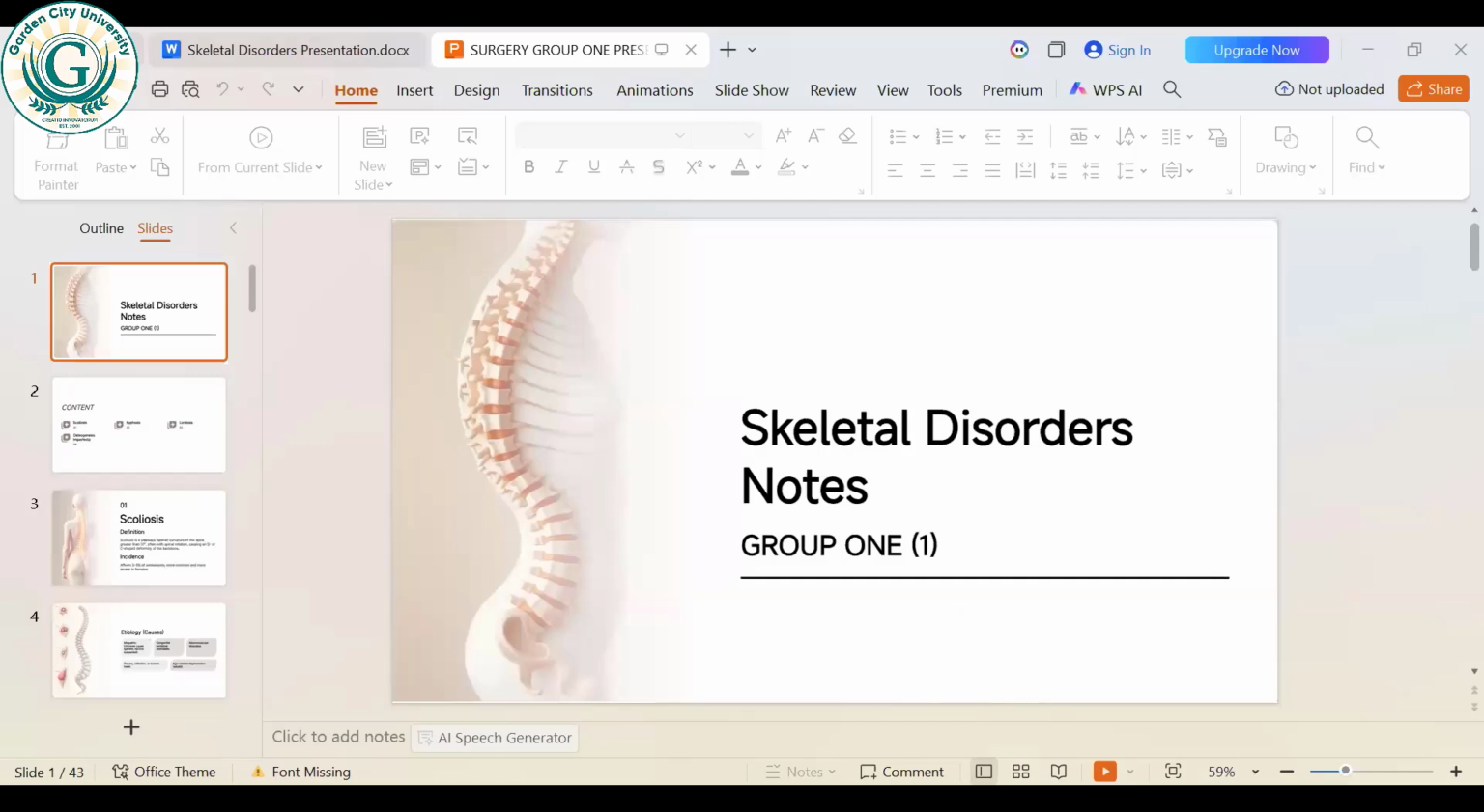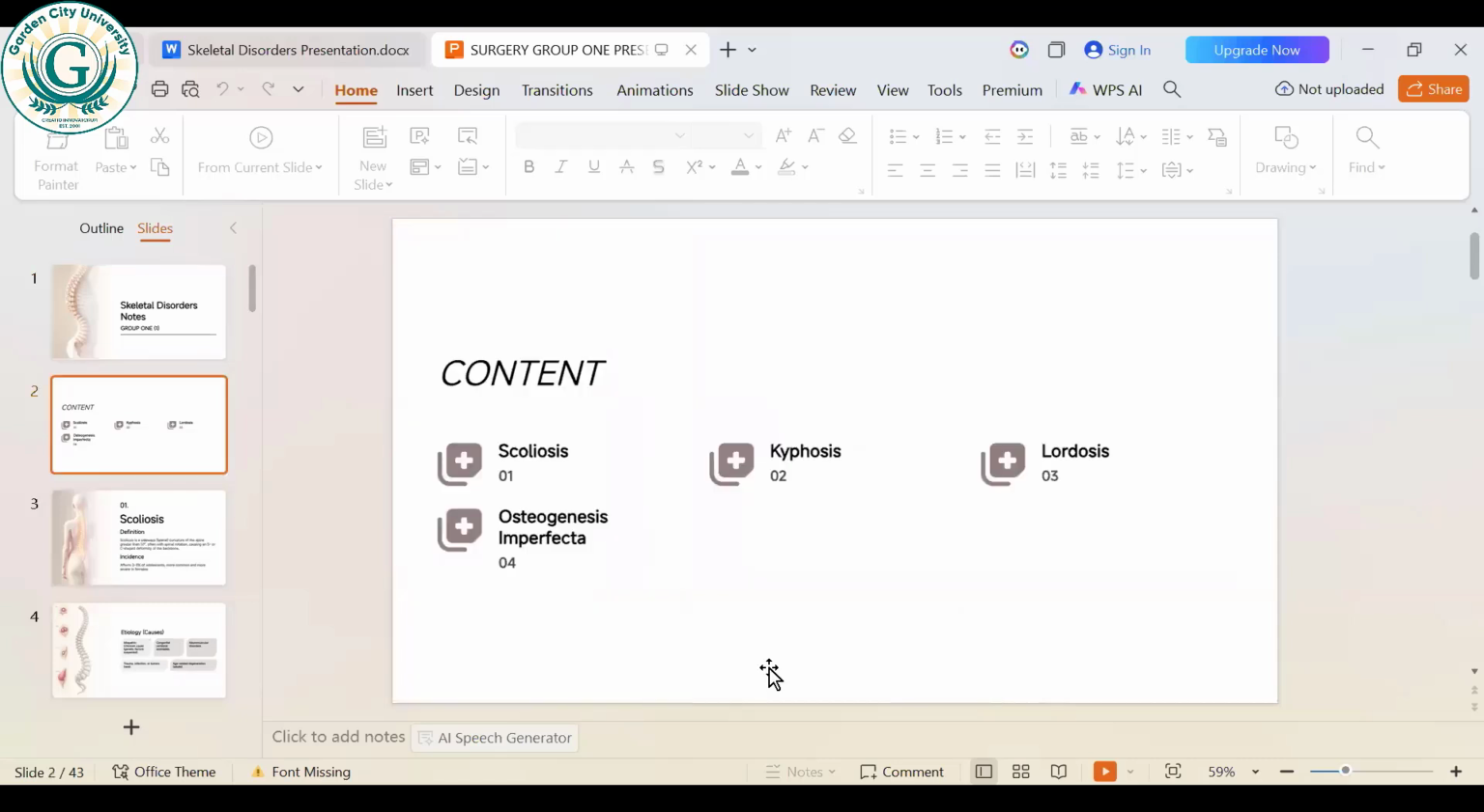Please, we are group 1. I'm the one presenting for now. We are going to talk about some of the musculoskeletal conditions. And the first one that we are going to talk about is scoliosis.